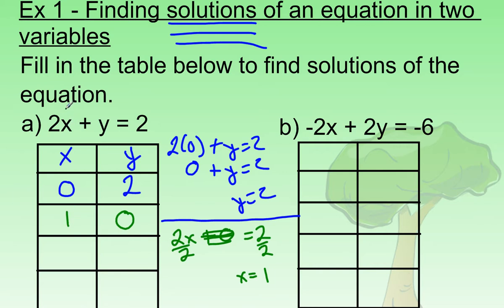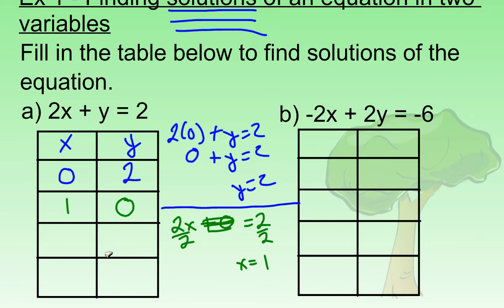So if I have a 1 in for x and a 0 in for y, this stuff equals that stuff. It's true. 2 times 1 is 2. 2 plus 0 is 2. Aha! So the two sides of the equation are still the same. I now have found 2 solutions to this equation. Now, I have 2 more boxes here.